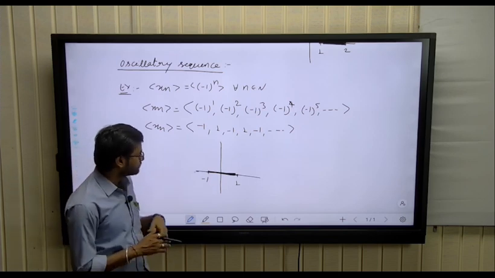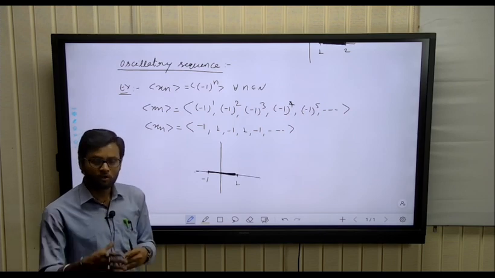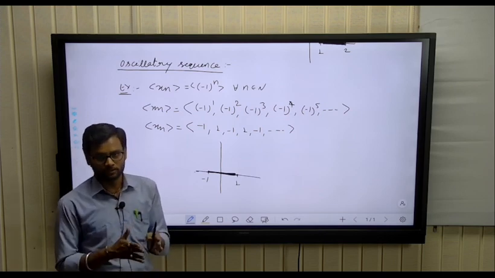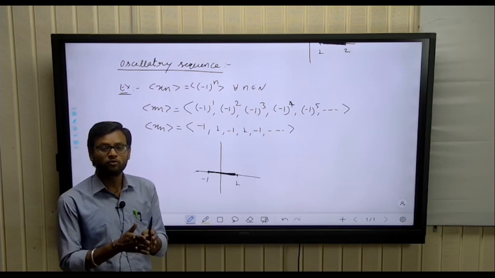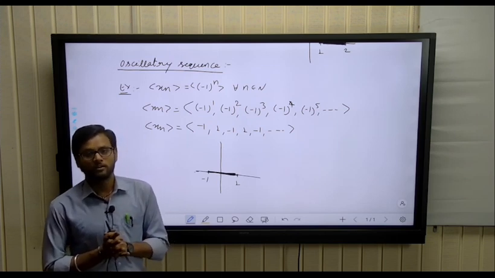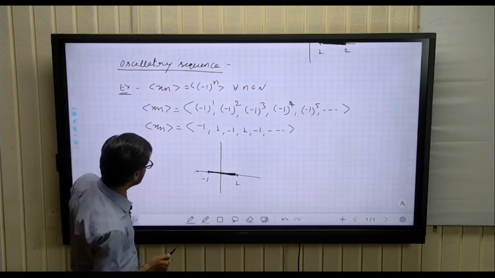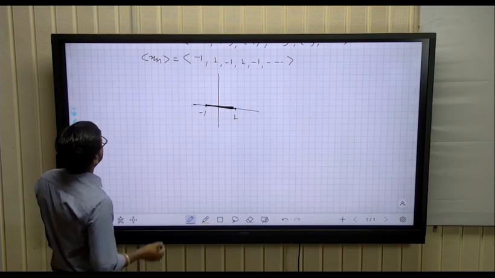Okay. So you notice that if the terms of a sequence lie between two numbers and repeat, oscillating between two numbers, that type of sequence is called an oscillatory sequence. Okay, I will give another example of an oscillatory sequence.